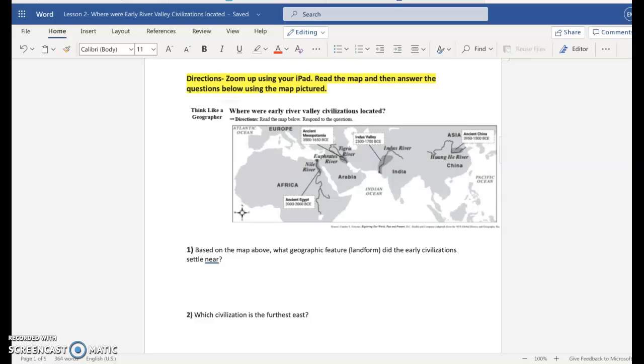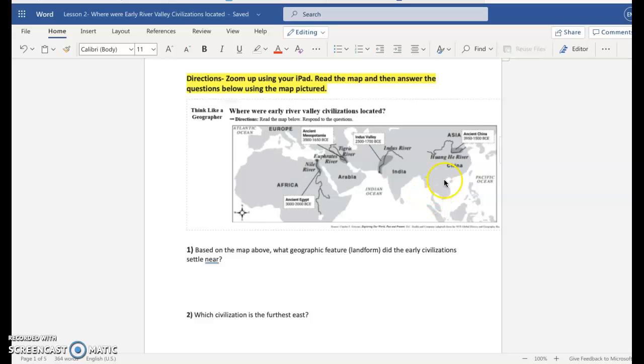Zoom in using your iPad. Read the map and then answer the questions below using the map pictured. Right here now we're thinking like a geographer. Thinking back to our first unit in 6th grade social studies, we talked about geography, different continents, right? We talked about our compass rose, which is also shown down here, used to tell cardinal directions. We have our different continents, right? What's shown for you is Europe.